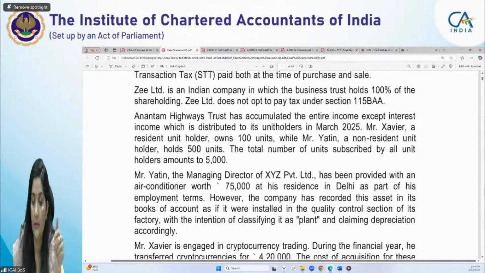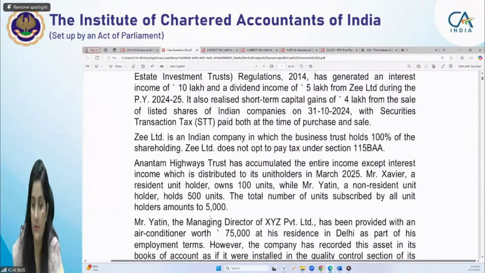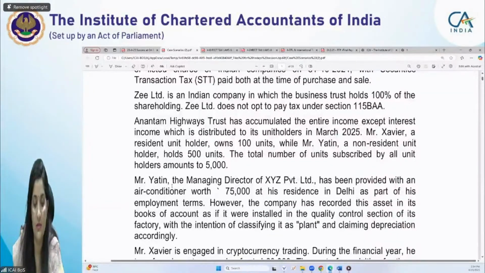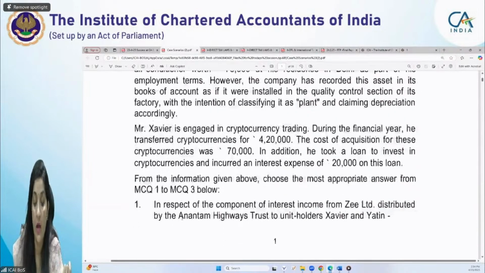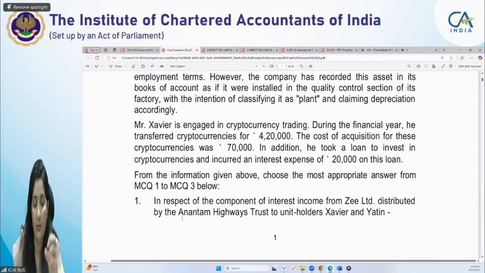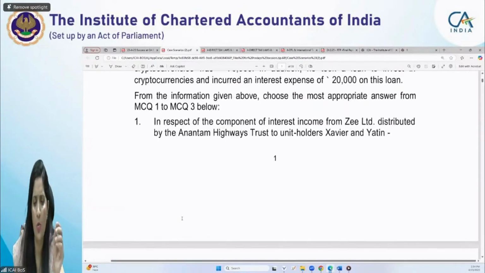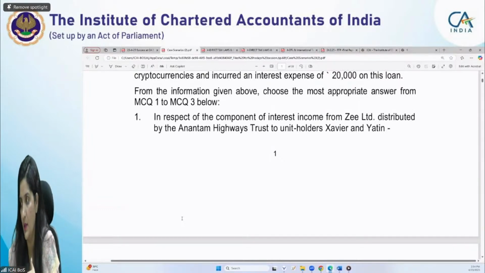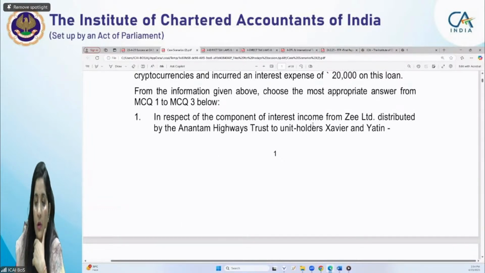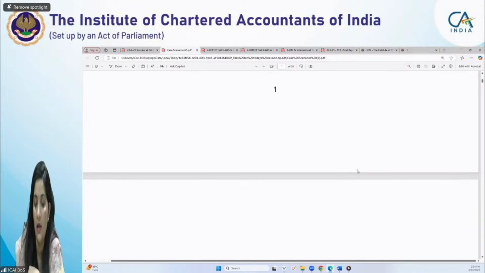So here certain information is given regarding the REIT, then Mr. Yatin, XYZ Private Limited, and then Xavier. From that, three questions are given based on these facts. And the first question is quite easy, that I can immediately ask you and you can answer me. Right. In respect of the component of interest income from Z Limited distributed by Anantam Highways Trust to unit holders Xavier and Yatin, what would happen?